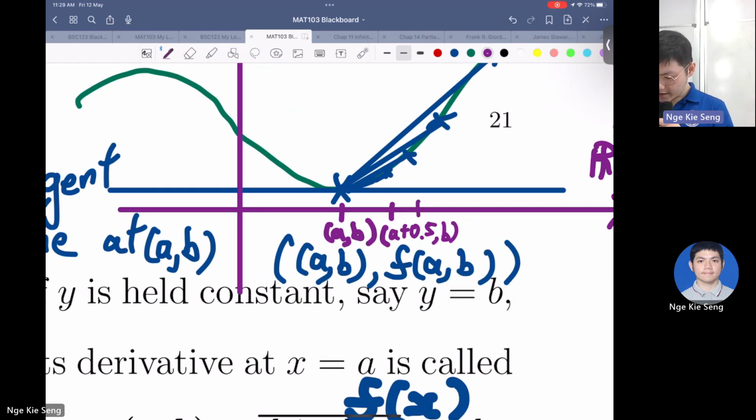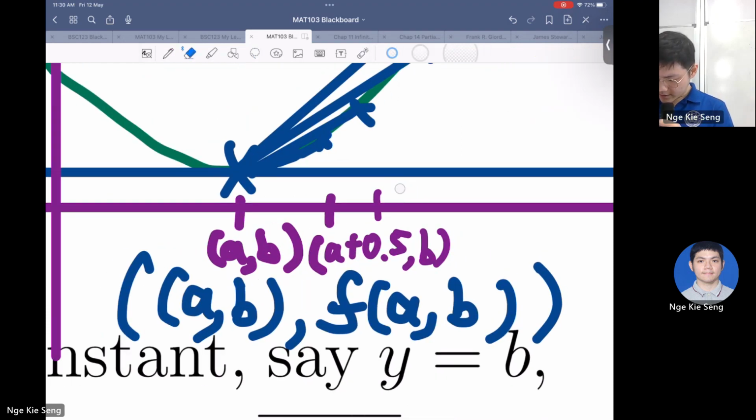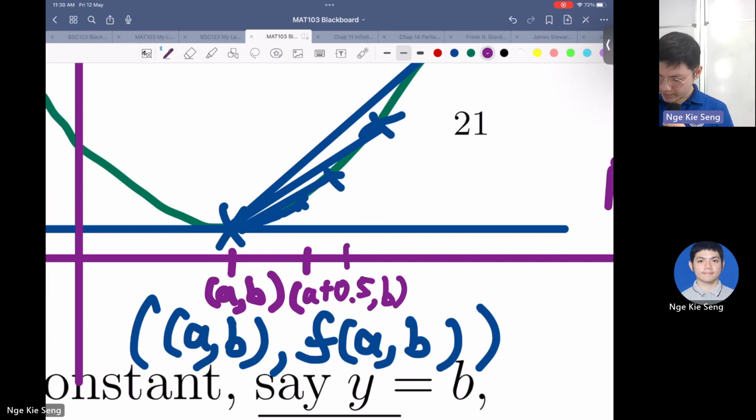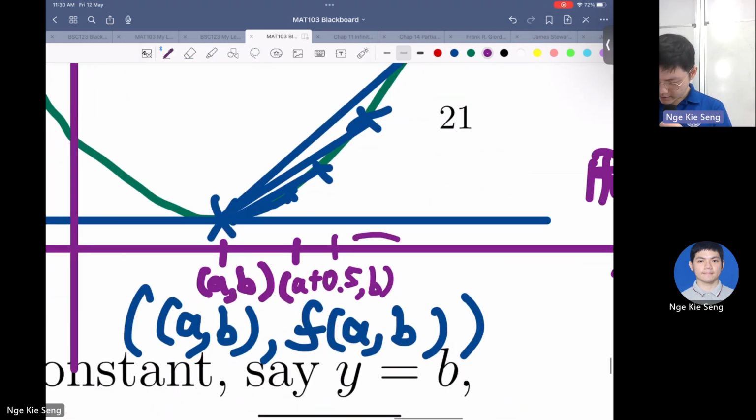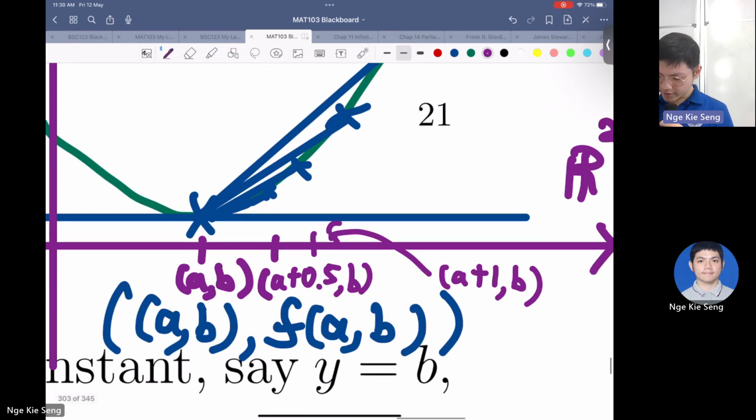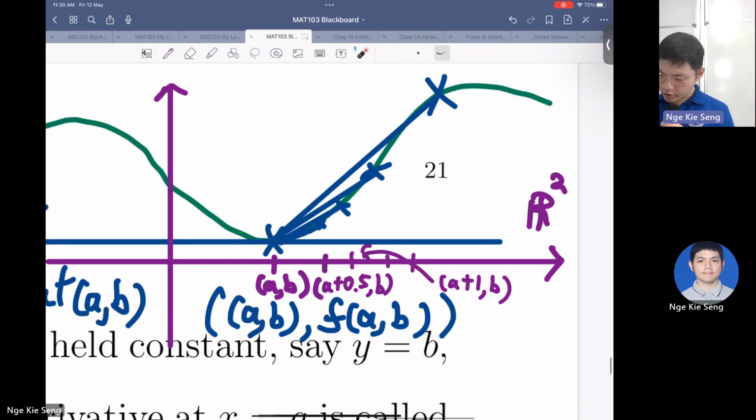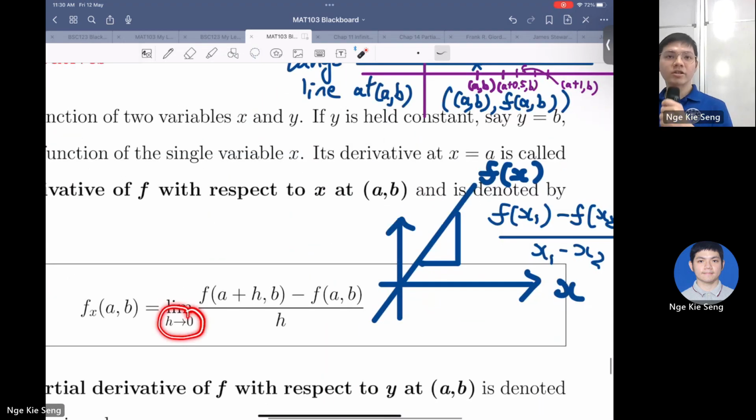Another point, let me point out this point here. Maybe I call this a plus 1, b, and so on. So we're going from far to close to this point, and then we study how this line changes. Eventually, can you see that this line will limit to this tangent line here? Can you imagine? So this is what we are doing. We are taking the step as small as possible, getting closer, closer, and closer.